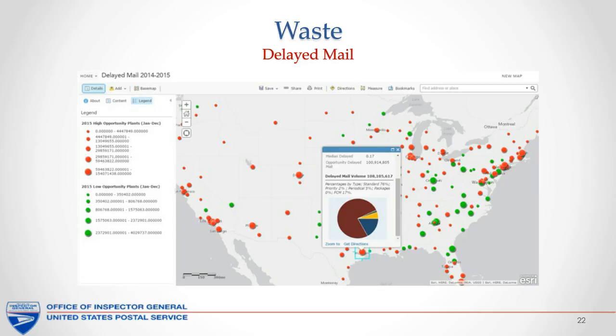You can click on each of the plants. You can get more information about the plant, including a breakdown of the type of mail, which is what the pie chart shows. So this, again, helps audit focus their audits. They say, okay, well, this is clearly an issue, and we need to visit this plant, or this plant's doing really well over time. Let's go visit this plant and see what they're doing, and maybe we can replicate that to some other plants that are struggling.